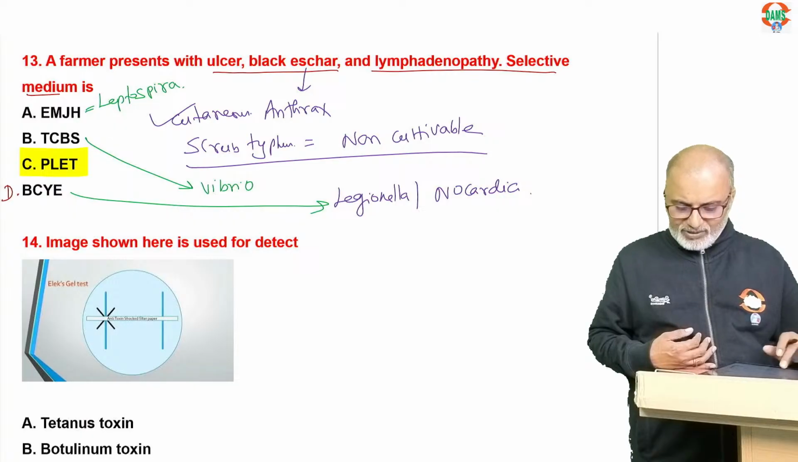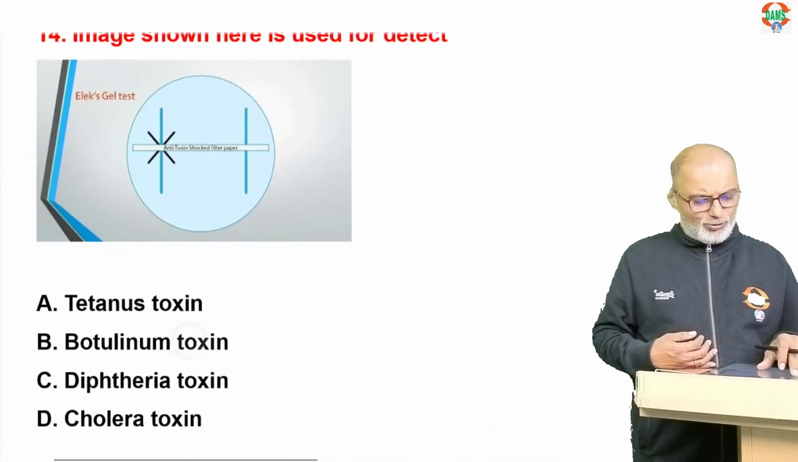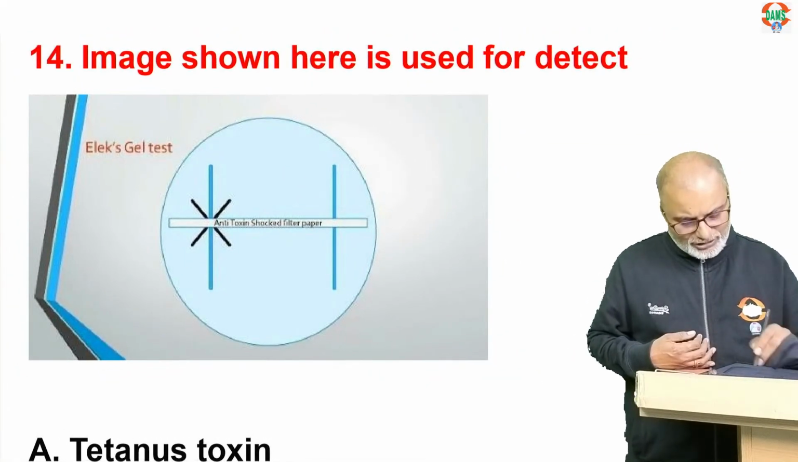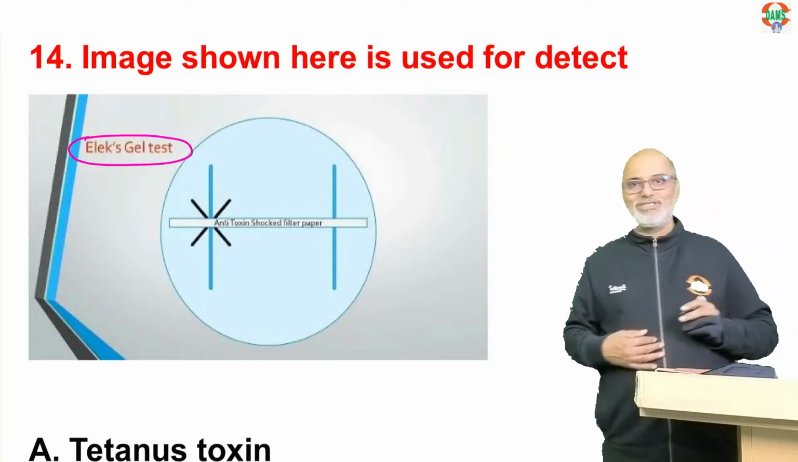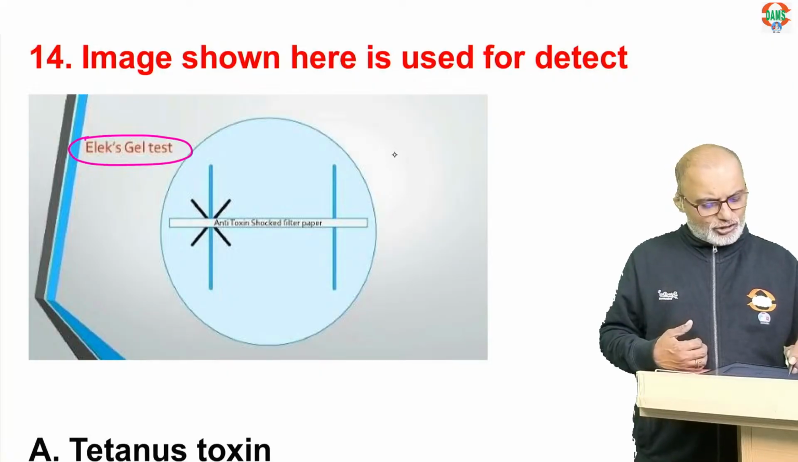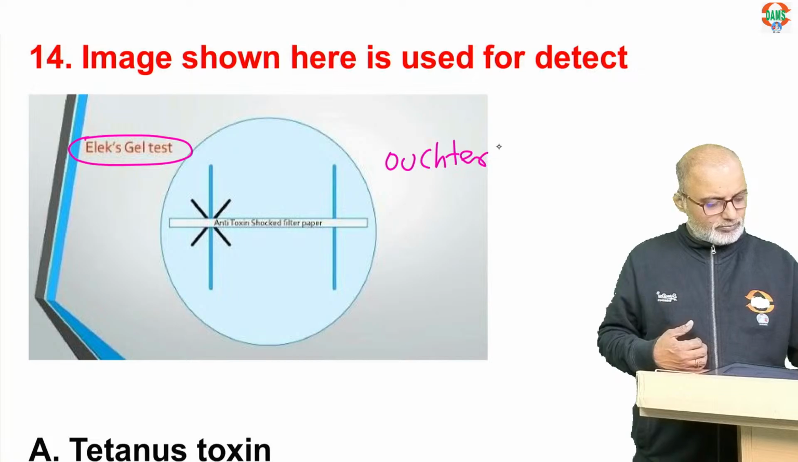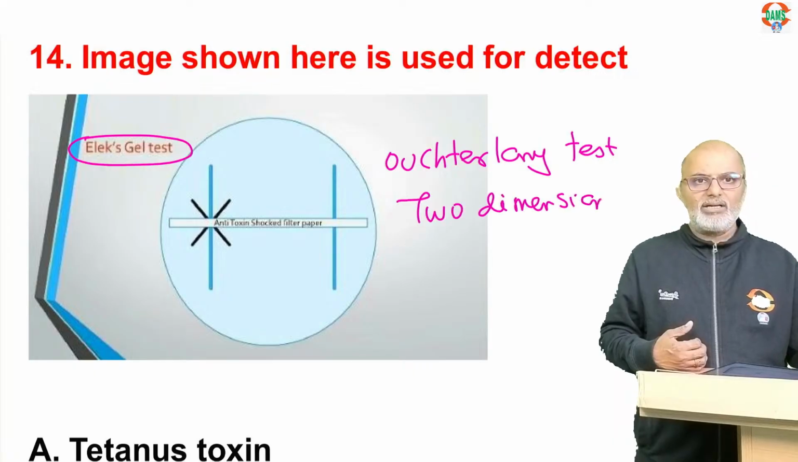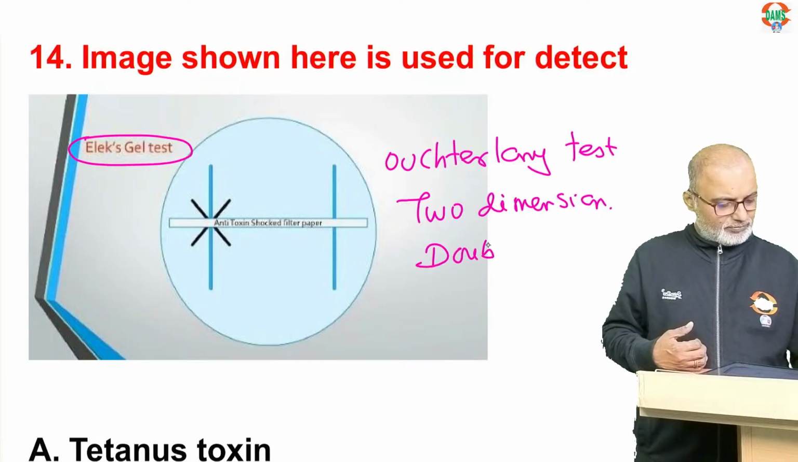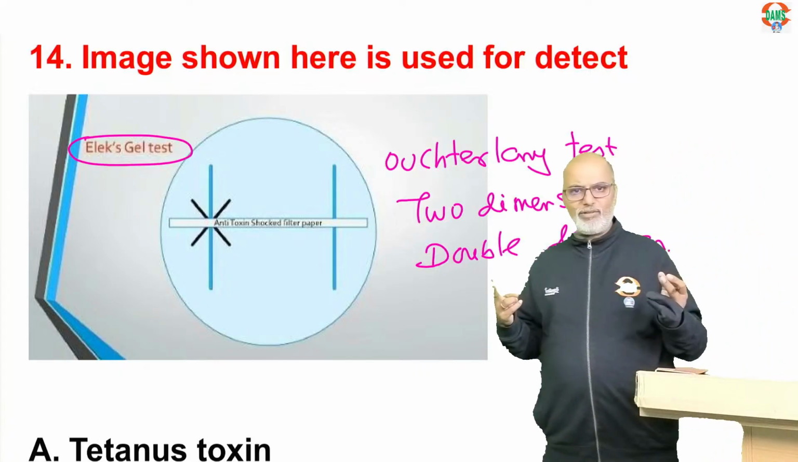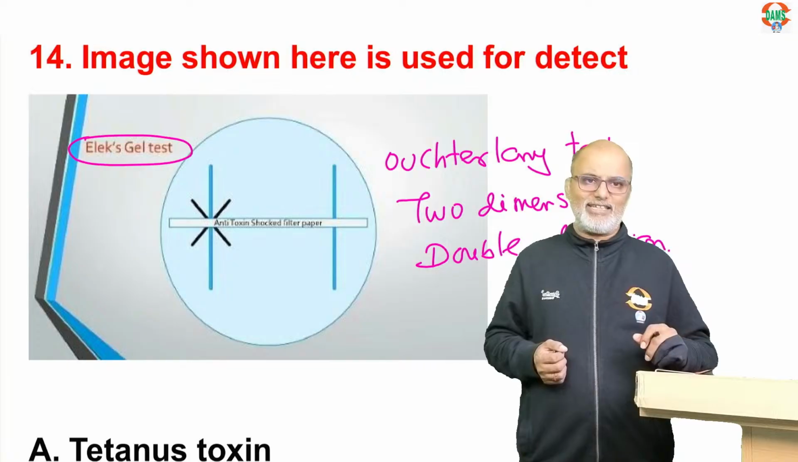Alright. Next is the image shown here, used to detect, what is the structure called? They themselves mentioned Elek gel test. Clue is there. Without the name Elek gel you cannot identify, because the same type of test is used for many. This is called the Ouchterlony test. Two dimension, double diffusion. It is 2-dimension double diffusion, Ouchterlony test, immunologically.